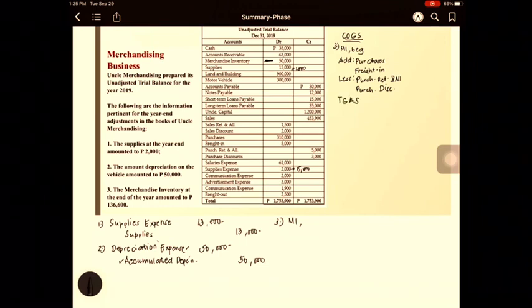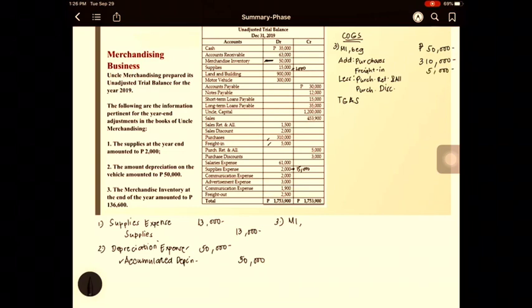Let's put values now to the formula. So where do we get the value of your merchandise inventory beginning? The merchandise inventory beginning is from the amount of the merchandise inventory reflected in the unadjusted trial balance, which in this case is 50,000 pesos. Your purchases amounted to 310,000, so you just have to put it there. You have your freight in also, which should be added, so that's 5,000.